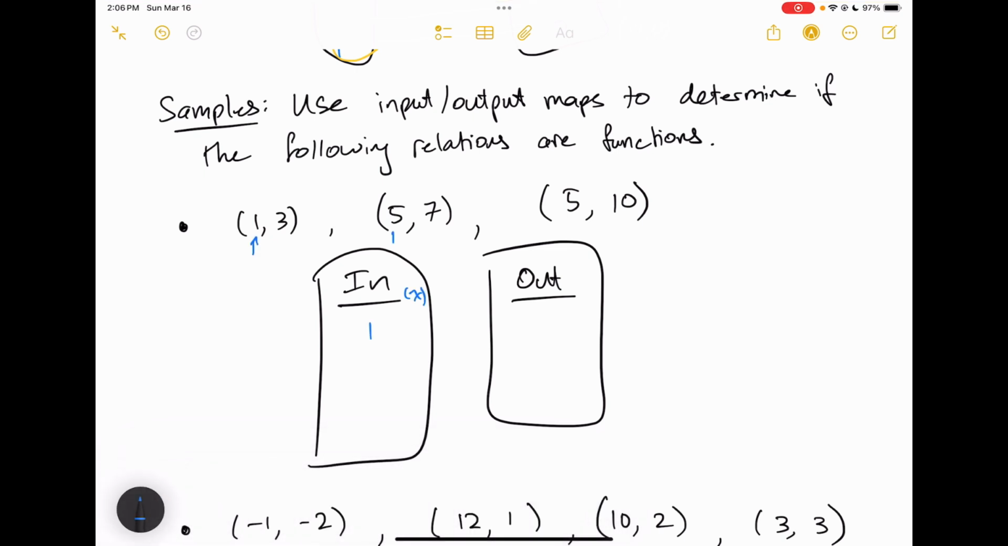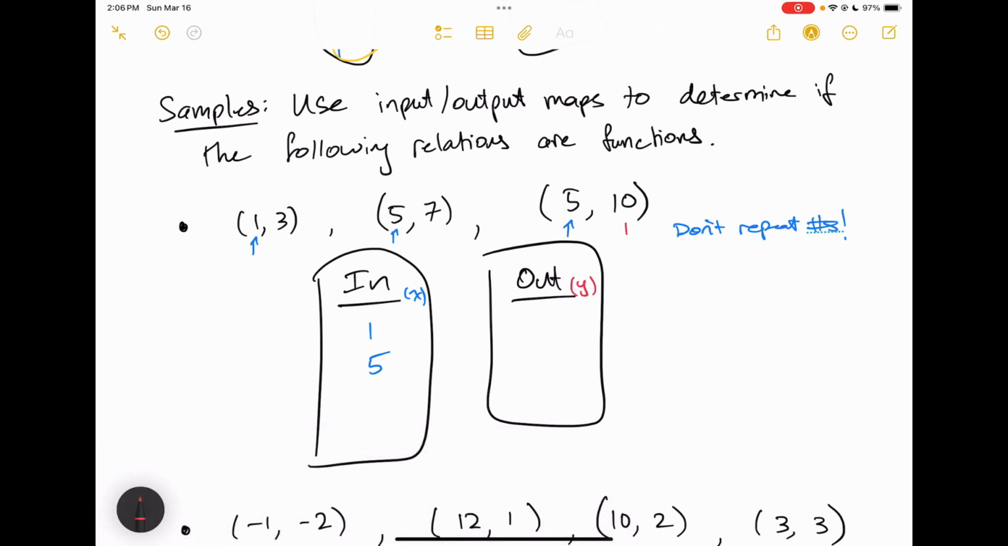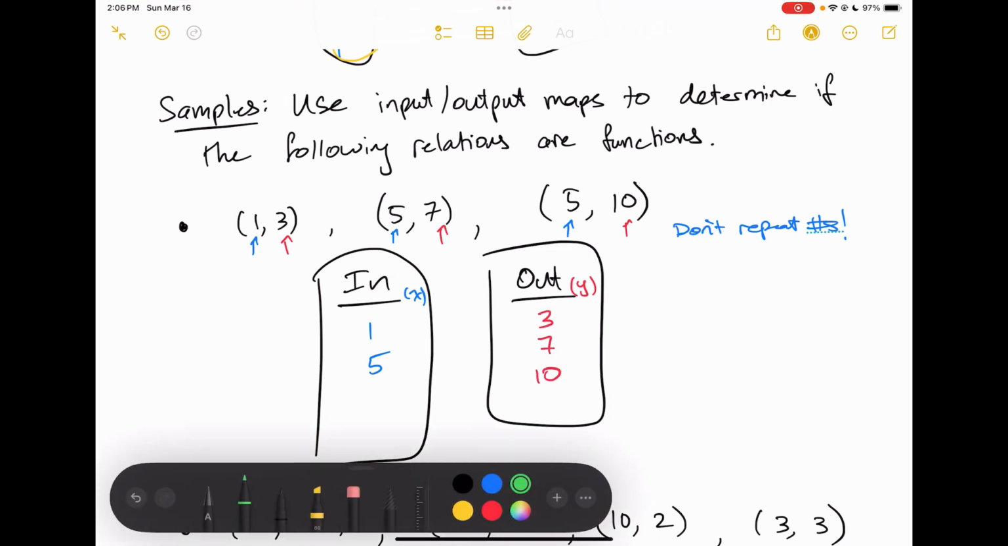First x is 1, second x is 5, and the third one right here is also 5. Keep a note, don't repeat numbers. So, if we have 5 twice, we're only going to write it once. Otherwise, that will throw us off. That was the x's. Now let's talk about our y's as our outputs. I see 3, I see 7, and I see 10. And that was step 1.